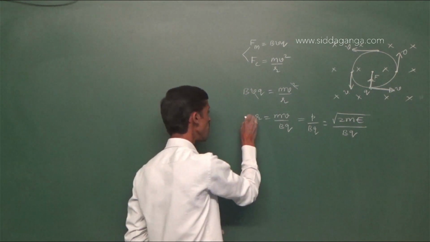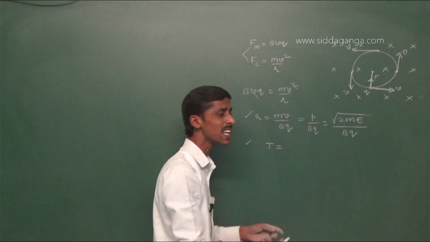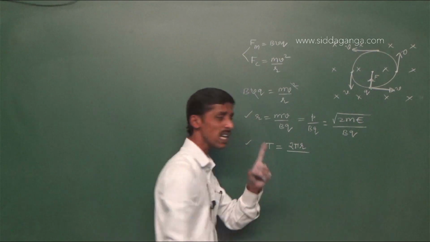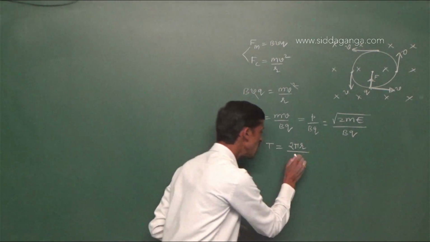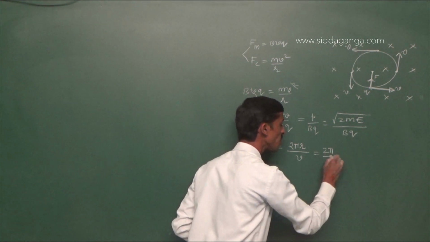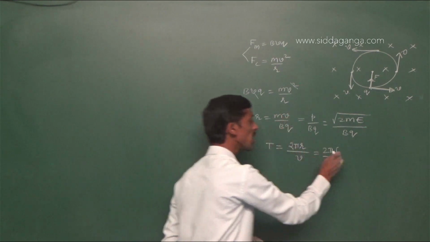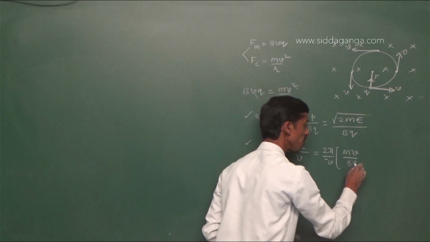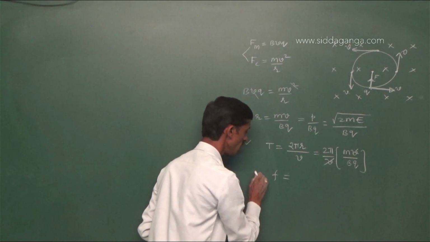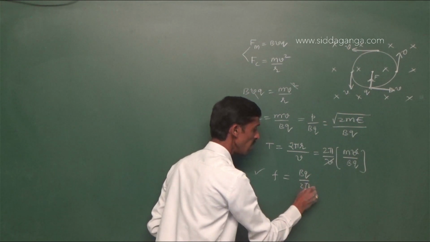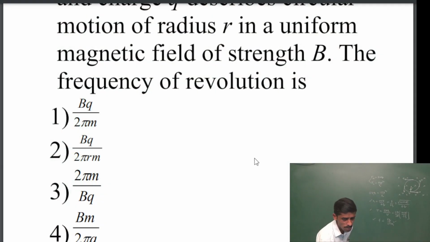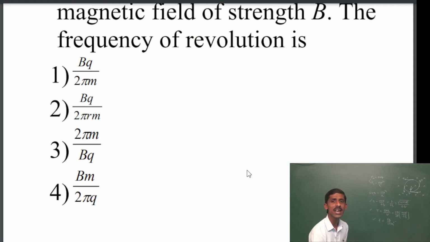What is the question? Frequency. Before that, time period. What is the time taken by this charge to complete one revolution? In a circular path of radius r, the distance for one revolution is 2 pi r. What is its velocity? v. So 2 pi r by v. As you know already the expression for the radius, mv by BQ, if you write mv by BQ, v gets cancelled, 2 pi m by BQ. So frequency is equal to BQ by 2 pi m. So what is the frequency of revolution? BQ by 2 pi m. So the first option is right, BQ by 2 pi m is the frequency of revolution.